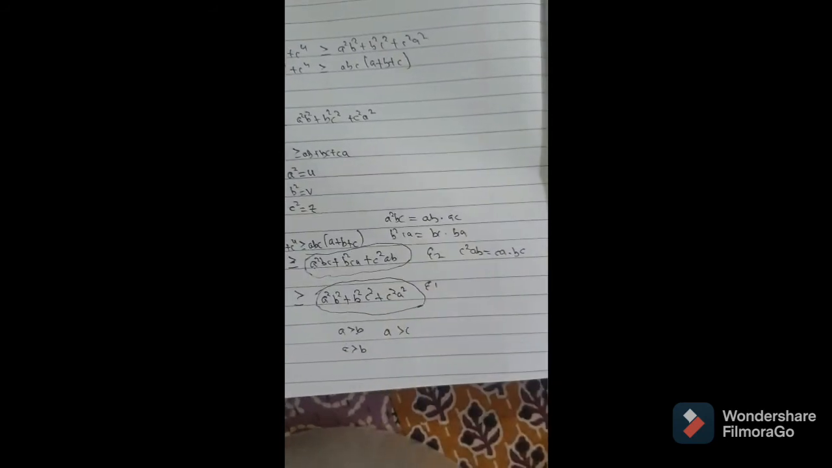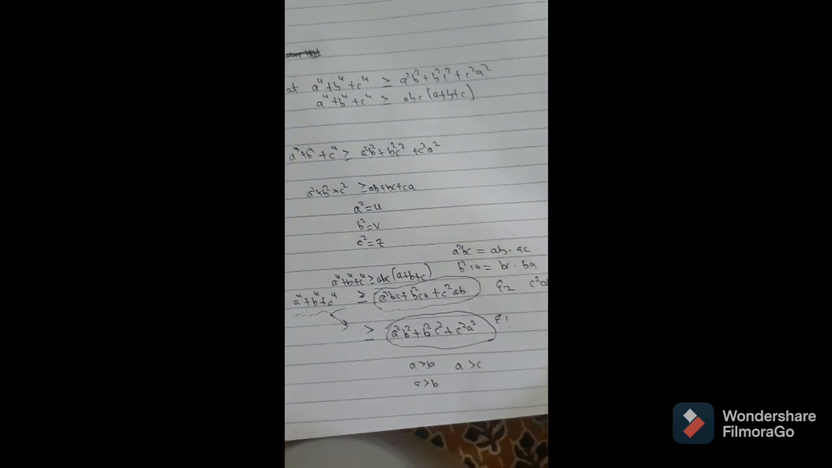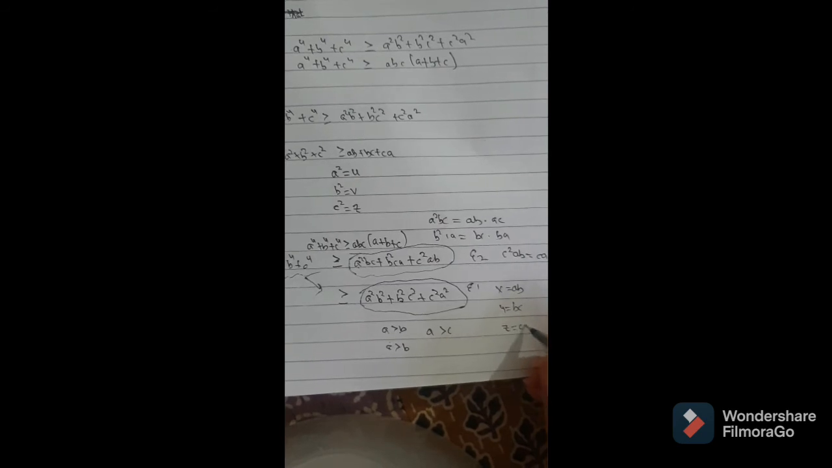ca into bc. So this is also assuming the format of a square plus b square plus c square greater than or equal to ab plus bc plus ca. If we consider x equal to ab, y equal to bc, z equal to ca, then this is x square plus y square plus z square greater than or equal to xy plus yz plus zx.